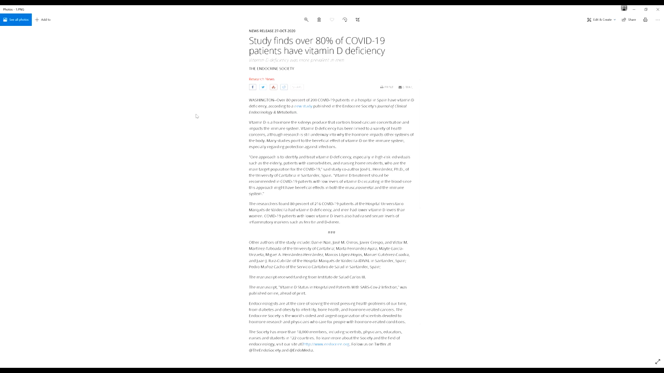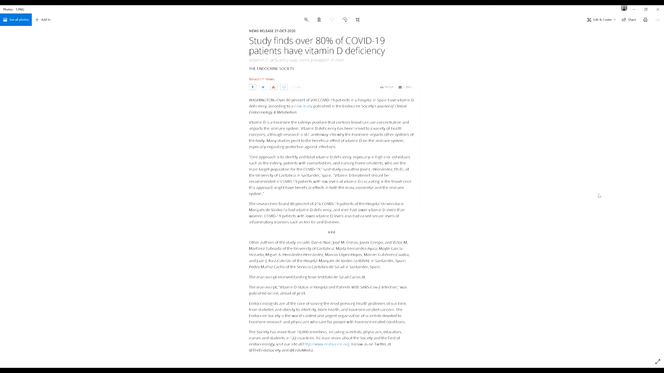The correlation between COVID-19 infection rates, fatalities or mortality rates, so on and so forth. However, it is confirmed again: 80% of COVID-19 patients have vitamin D deficiencies.